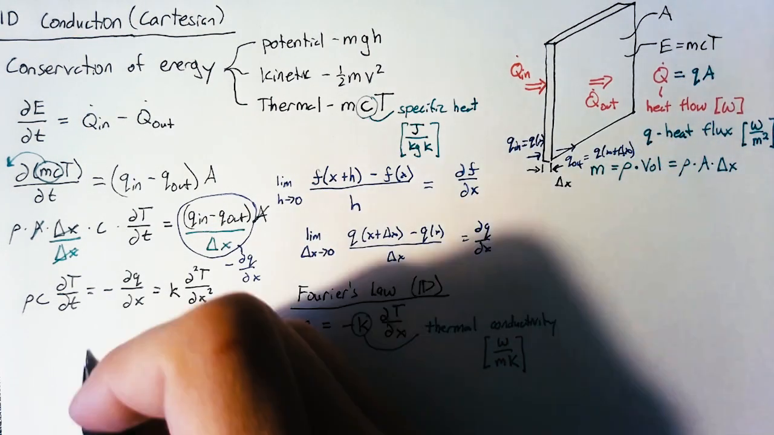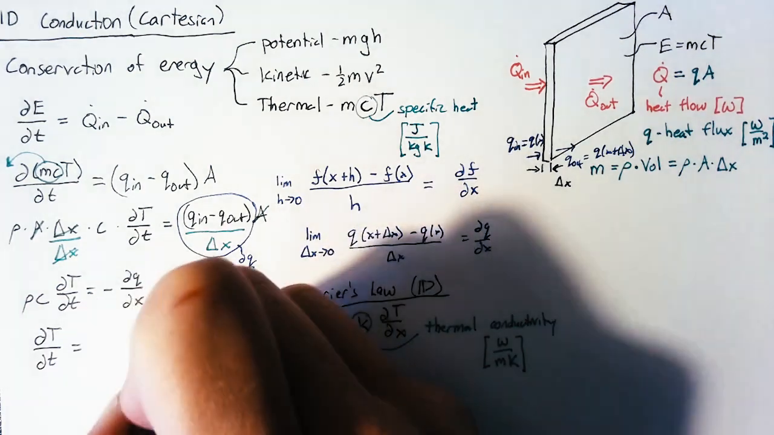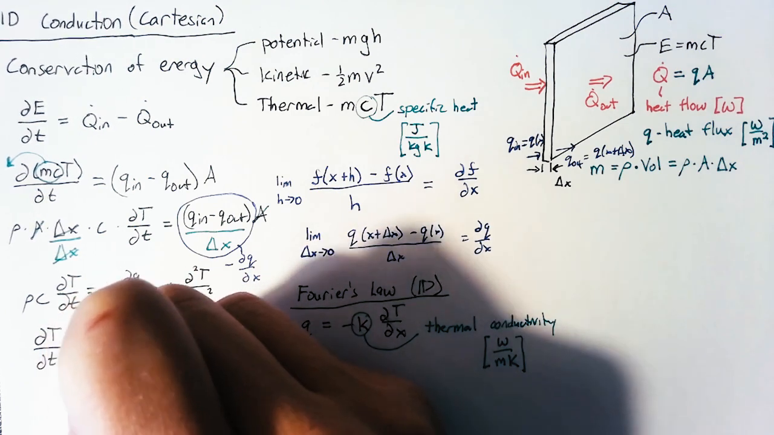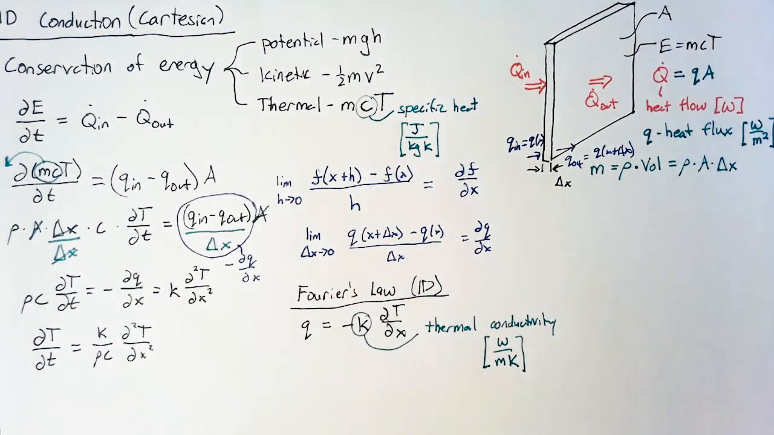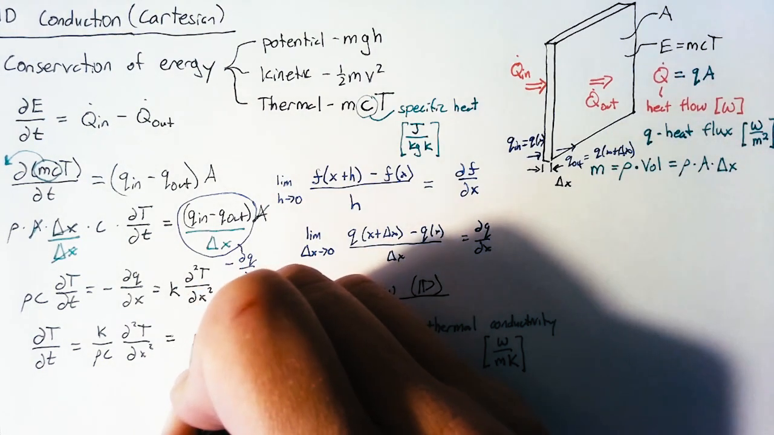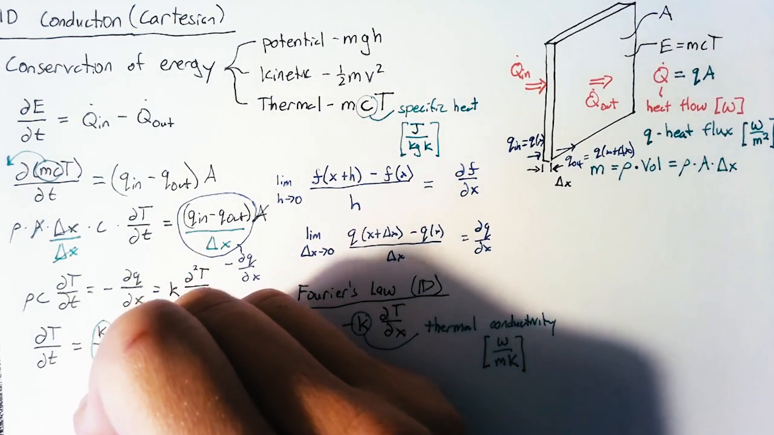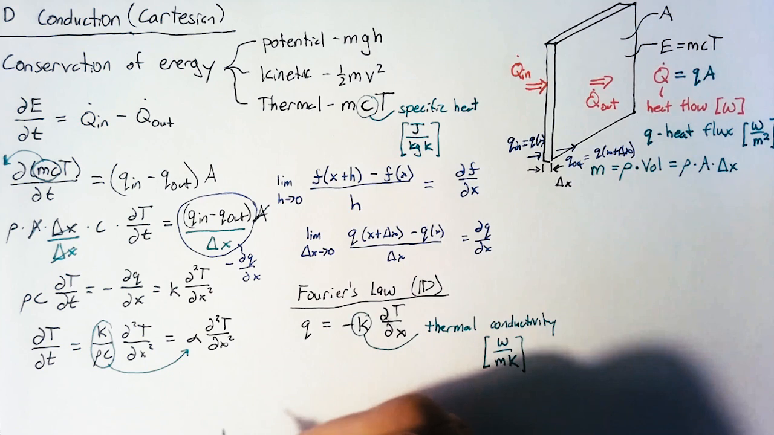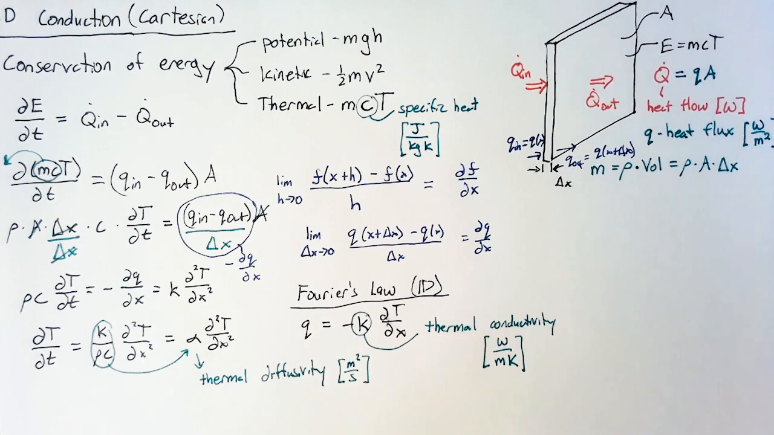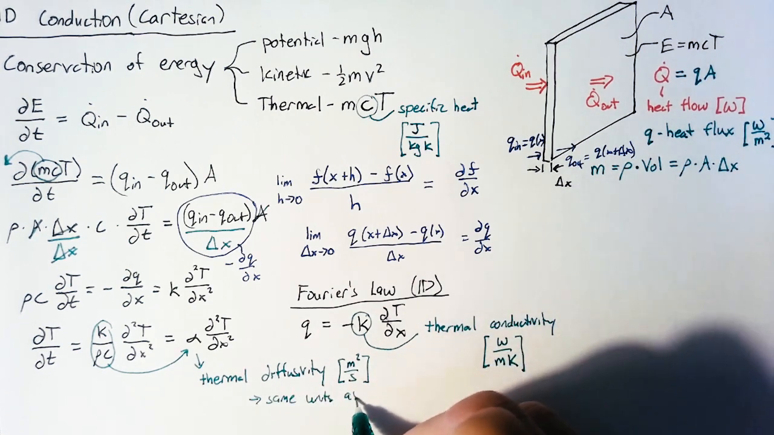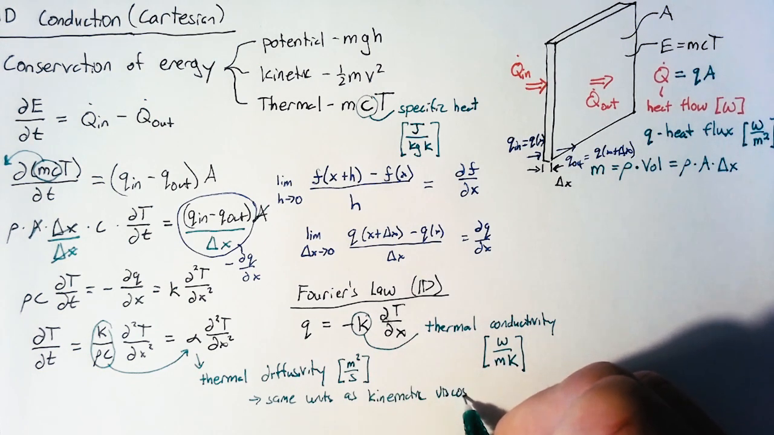This is a pretty good form of the equation, but the last thing we're going to do is isolate our time derivative. Moving that rho c to the right-hand side yields k over rho c times d squared T over dx squared. We often write this as alpha d squared T over dx squared. This alpha is just equal to k over rho c, and it is called the thermal diffusivity. It has units of meters squared per second, which happen to be the same units as kinematic viscosity, the nu that you get in fluid mechanics.